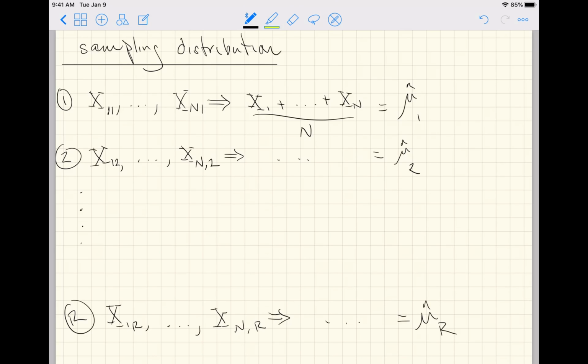Now, the idea of the sampling distribution is that because all of these are random variables, and all of these are random variables, and all of these are random variables, that means these are random variables. Because if we don't know what values the random variables take on, that's what it means to be a random variable, then we don't know what values mu hat 1, mu hat 2, mu hat r will take on. We don't know what values any of these mu hats will take on because they are composed of random variables.